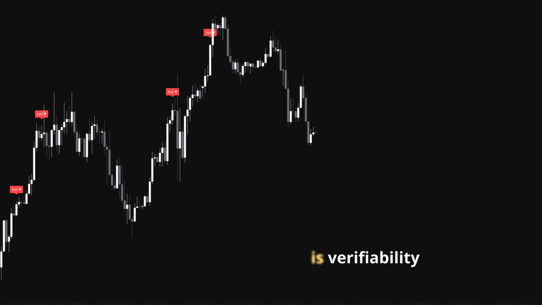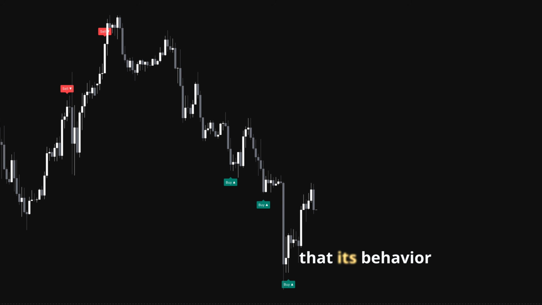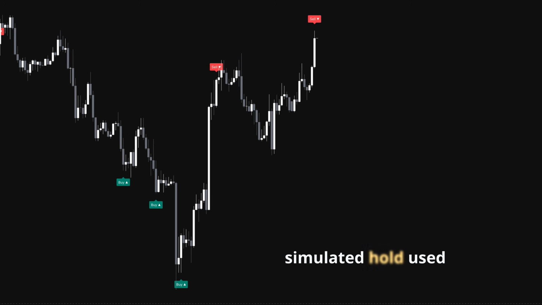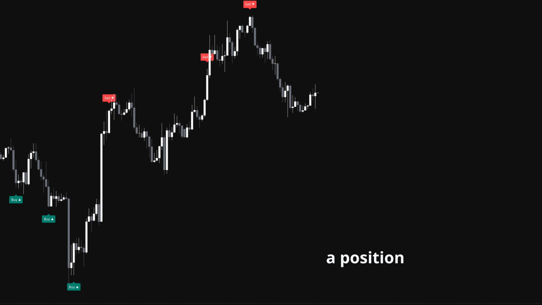The practical limitation is verifiability. The adaptation engine is complex enough that its behavior is difficult to audit on a live chart, and the 5-bar simulated hold used for learning does not correspond to how any real trader would manage a position.